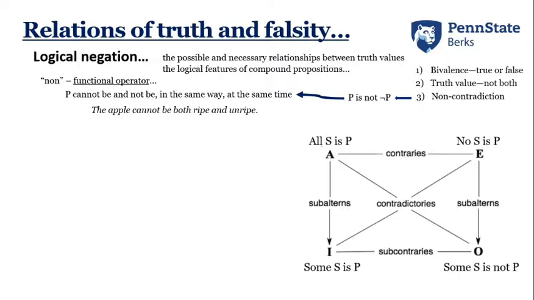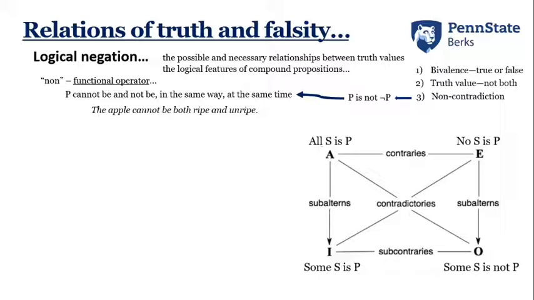I want to show it to you in this diagram that's known as the square of opposition. And you see on the top left, all S is P, then on the right, no S is P, some S is P, and some S is not P. Now, you remember that the all, the no, and the some, these are the qualifiers of a particular proposition, and all S is P, remember, that's the proposition. And then the is or the is not, or the are not, depending on how you're saying it, are the copulas that connect it.